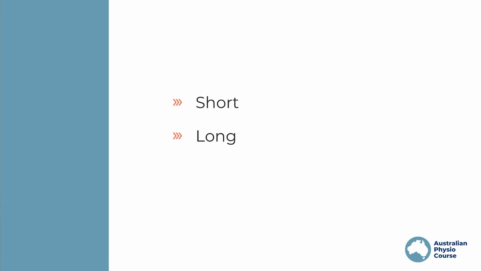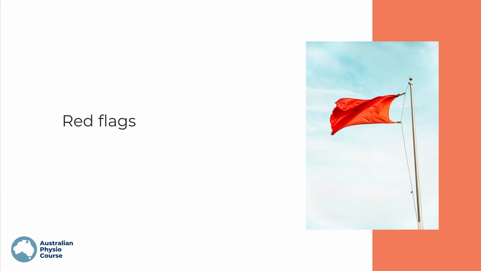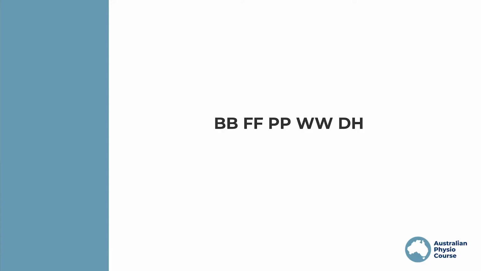It's quite common to talk about goals straight after the topics just mentioned. So the next words will be short and long. This is the time you talk about short and long-term goals. One last section, red flags. To be quicker, I wrote only the initial, but in alphabetical order. So they look like BB, FF, PP, WW, and then DH. You can decide to write this section beside past, med, house, work, social, or just before goals.